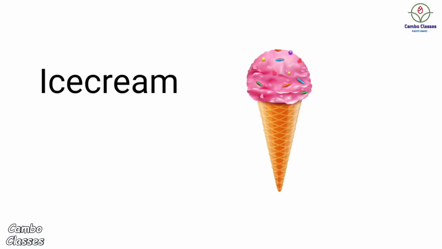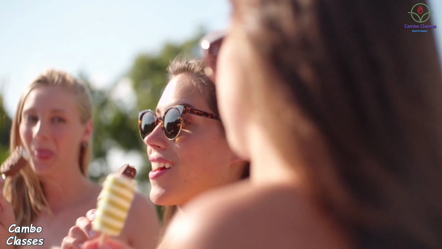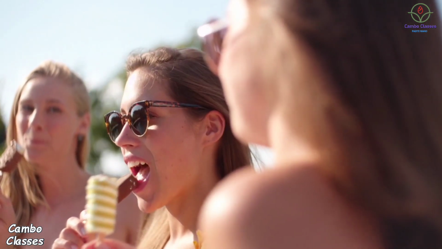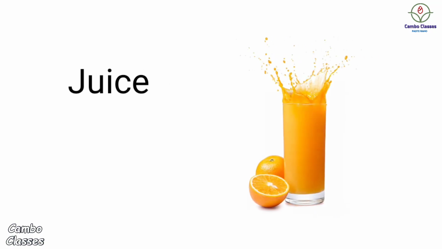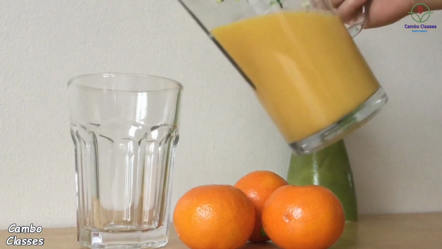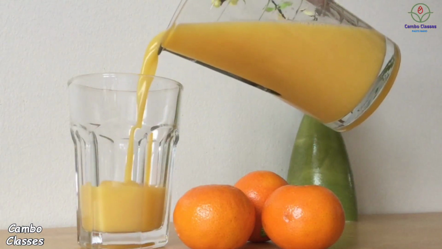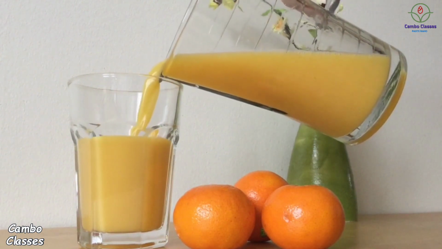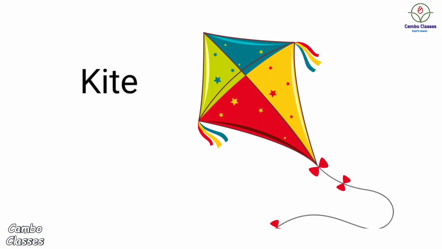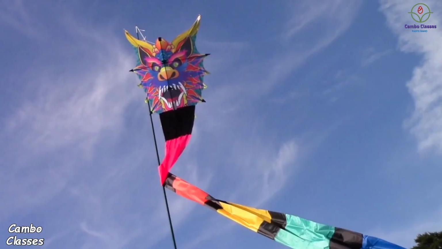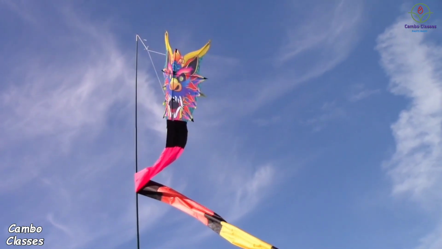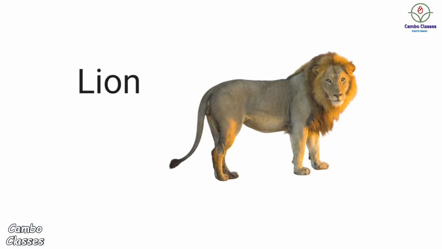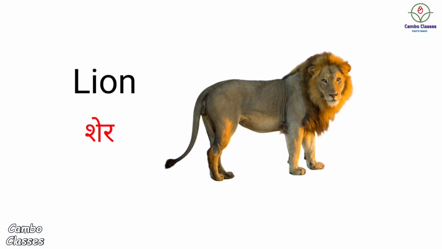I for ice cream. J for juice. K for kite. Kite means patang. L for lion. Lion means sher.